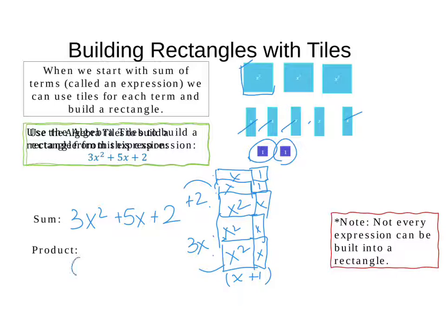So my product is x plus 1 times 3x, that's supposed to be in parentheses, plus 2. X plus 1 times 3x plus 2. And, as Ms. Reynolds has pointed out to us, not every expression can be built into a rectangle. So don't think it's a be-all and solve-all for every problem.